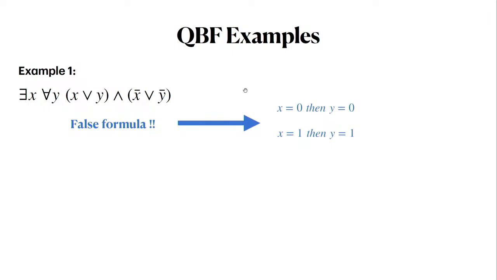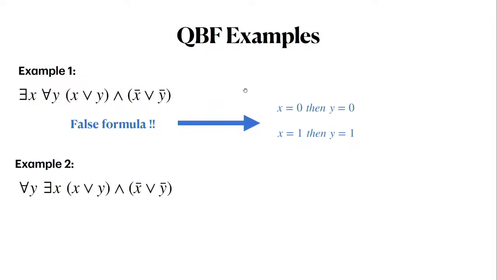So here is an example. If I say there exists x, for all y, with the formula from the previous slide, I say that this formula is false. Why? If I look at x equal to 0, then for y equal to 0, my formula becomes false. And for x equal to 1, again for y equal to 1, the formula is false. So there does not exist any x such that for all y my formula becomes true. Therefore this is a false formula.